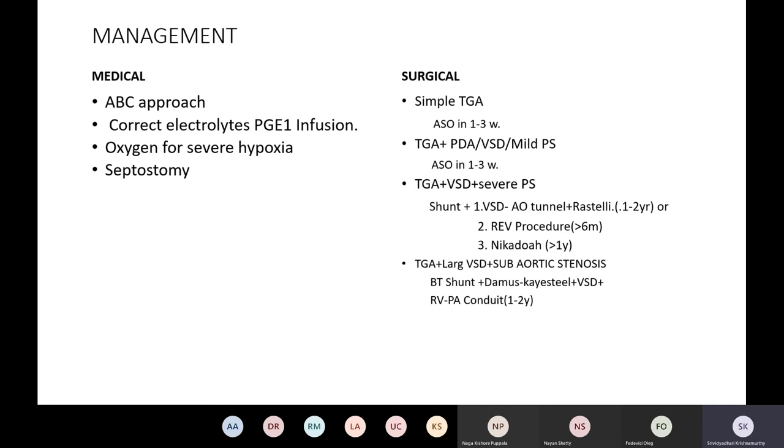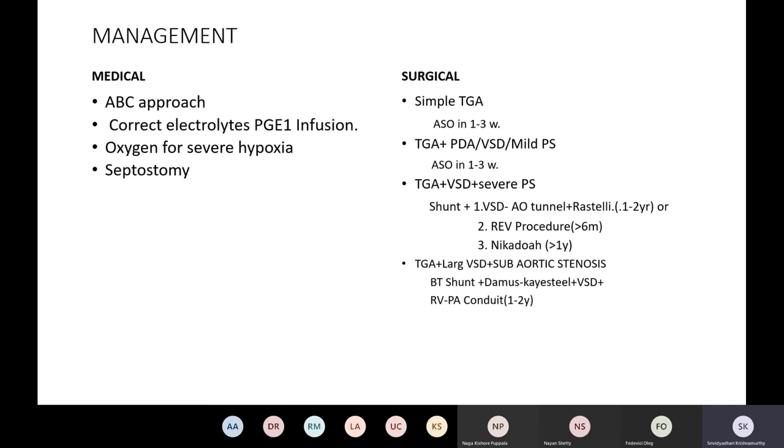Then assess their acid-base status. So basically doing a capillary gas, looking for hypoglycemia, correct all the electrolytes as well, and start them on a prostaglandin infusion to keep the patent ductus open and move them over for an emergency palliative surgery that includes the septostomy to widen the atrial communication.